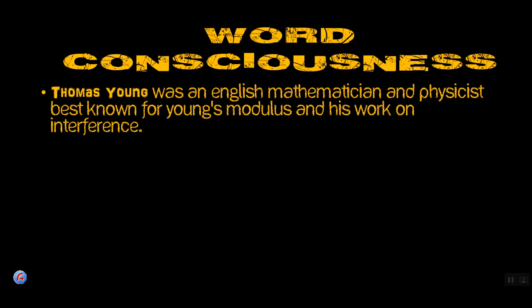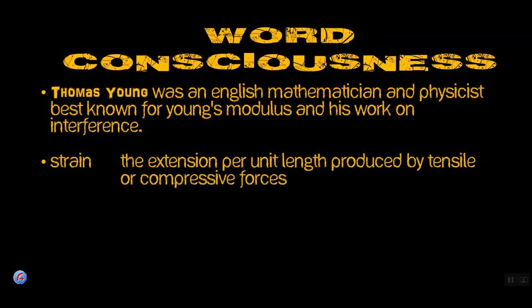Okay, so word consciousness, a few things that we need to define. Firstly, who is Young? Thomas Young was an English mathematician and physicist, also a physician, best known for his work on Young's modulus and his work on interference, which we'll be doing later, the double slit experiment. So in this chapter we'll be looking at strain.